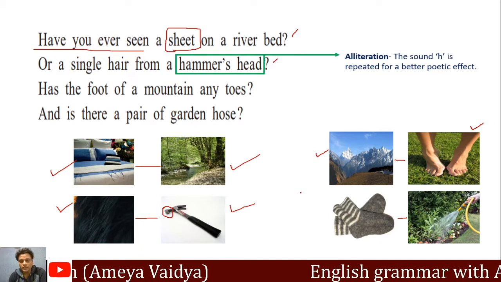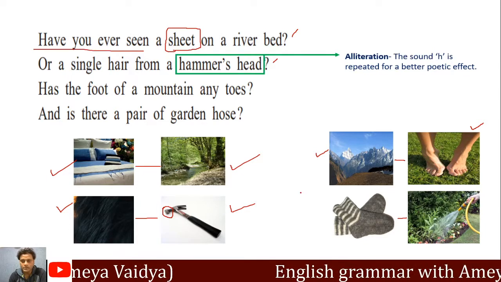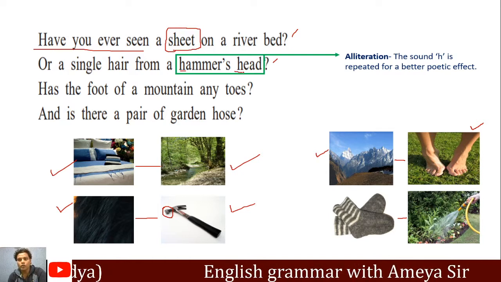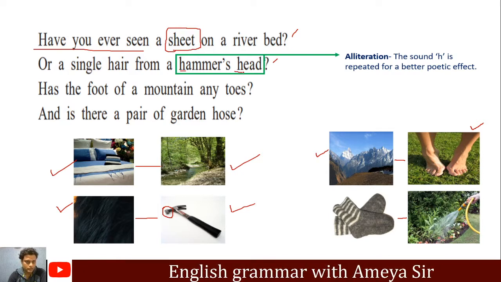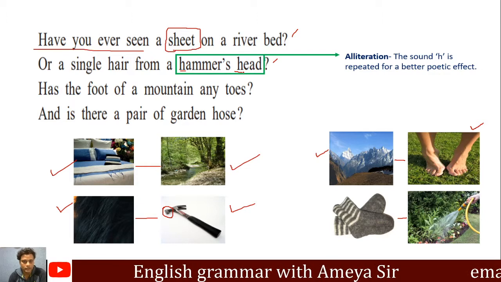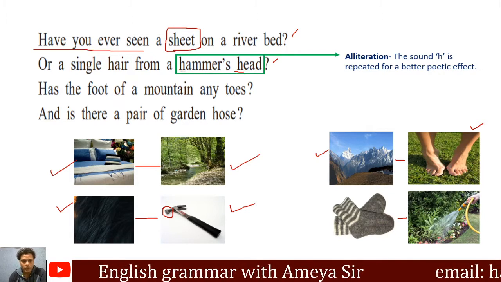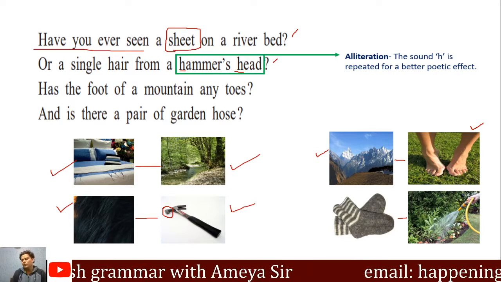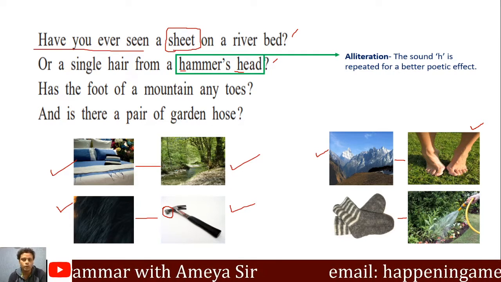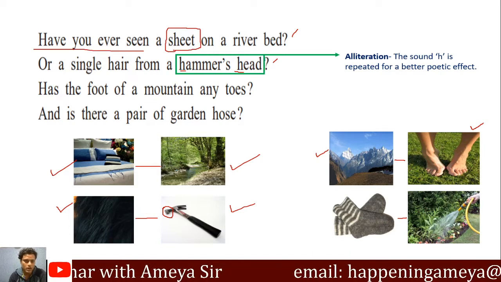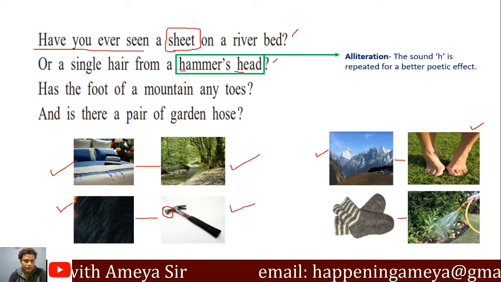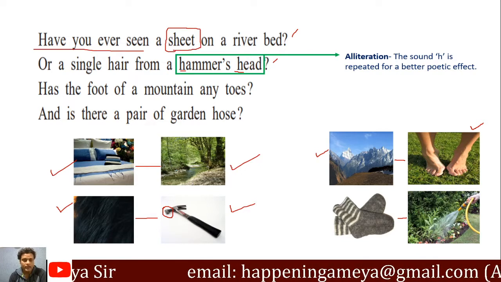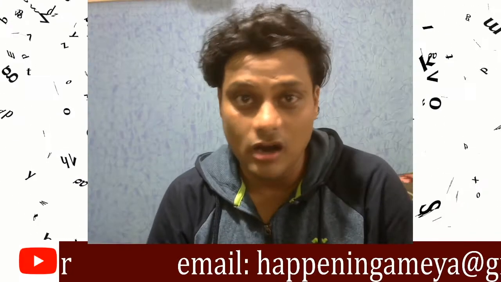Let's see what we can study here as far as the poetical device is concerned. Alliteration. The sound H is repeated for a better poetic effect. Is there anything else here? No, nothing here. I'm sure that you've understood why it is pun now, and make a note of the alliteration. Do I give you a minute for jotting down all of this? I guess not required. There's just one entry. However, remember the H sound is the H sound here. Hammer and head.